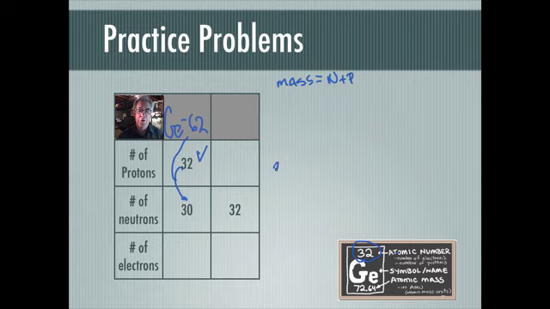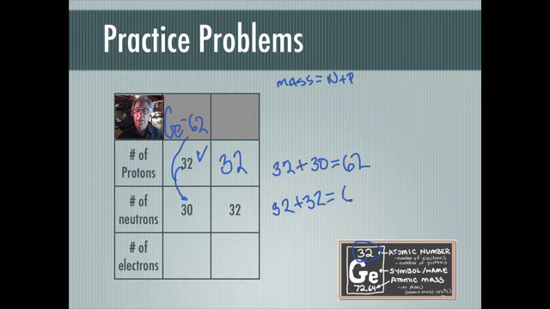So I took 32, which was the number of protons, plus the number of neutrons, got 62, and that's what ended up over here. Now we also know that this is 32 because this particular element, germanium, has 32 as an atomic number, so there's 32 protons, 32 neutrons, so it's 32 plus 32. That's going to give us 64.